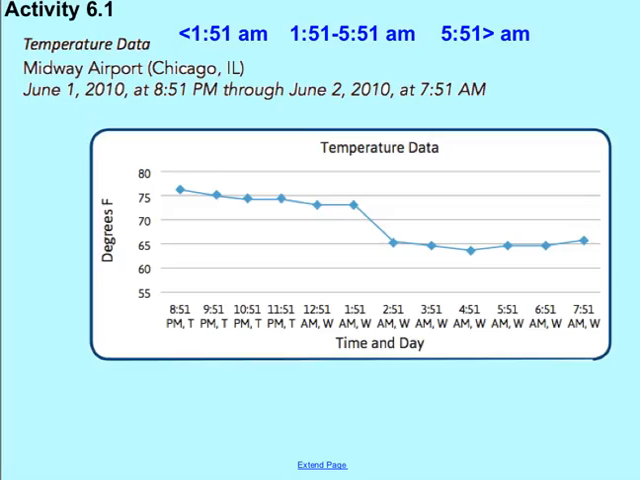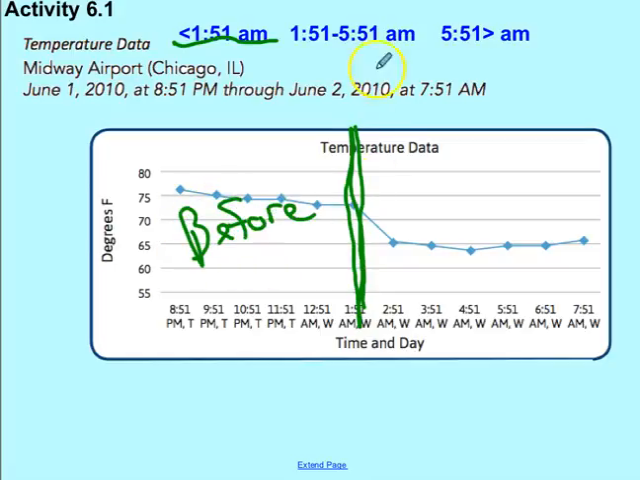So let's talk about drawing in those lines. If you look here, here's your first piece of data. Let me grab a pen. Right up here it says, prior to 1:51 a.m., so if you draw a line right here, sorry, that was just a little crooked. That's a really bad line. So this was before the storm. Then 1:51 to 5:51. If I draw another line right here, this was during the storm.